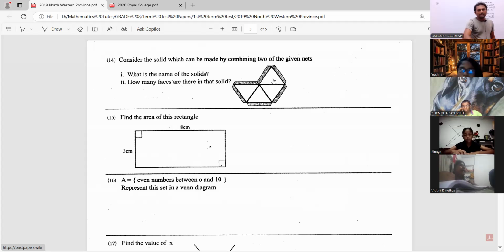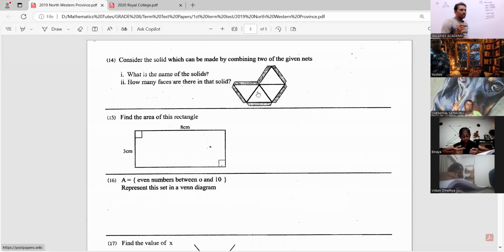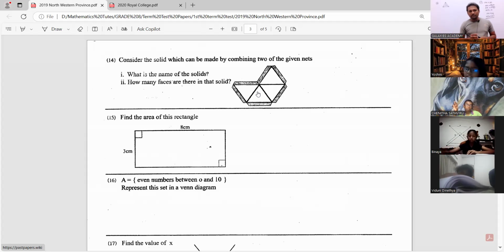There are 4 faces, no? All are triangular faces, equilateral triangles. So using this net, we can make which one? Like this, regular tetrahedron. Then the question asks, what is the name of the solid and how many faces are there in that solid? What is the first answer? Regular tetrahedron is correct or incorrect?